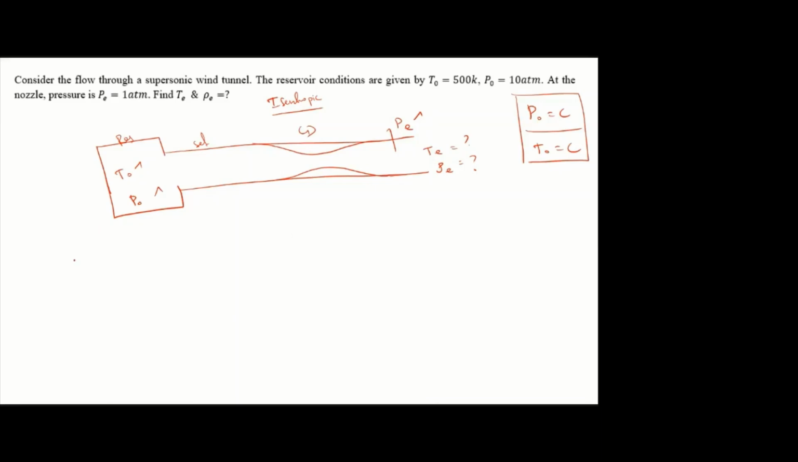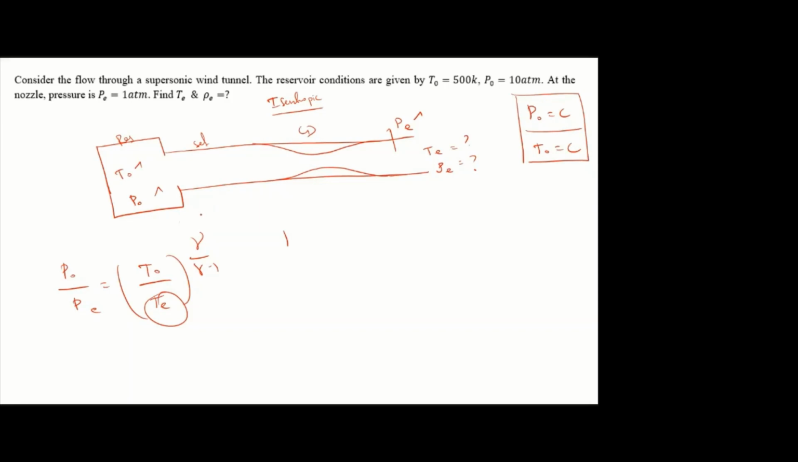P naught by PE equals T naught by TE power gamma by gamma minus 1. Okay, with that you can find TE. Good. Then similarly, if we substitute P naught by PE equals rho naught by rho E power gamma, that is correct actually. But we don't have rho naught. That you have to find ahead.